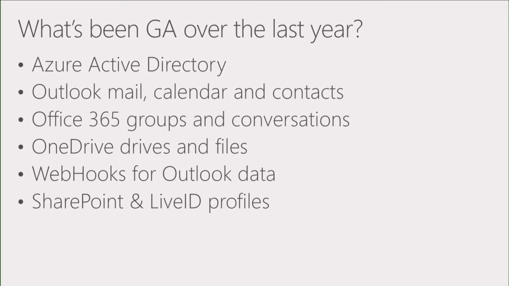So what's new on the graph? Well, to set some context for that, let's talk about what's been around for the last year. So we launched the graph a little over a year ago now. And we've had all of these services, sort of core Microsoft Cloud services like Active Directory, Outlook, OneDrive available. And we've got now thousands of applications being built on them over that year. And you saw a bunch of those in that application.